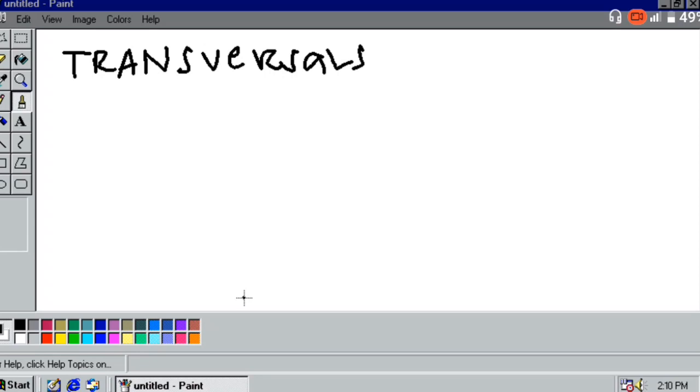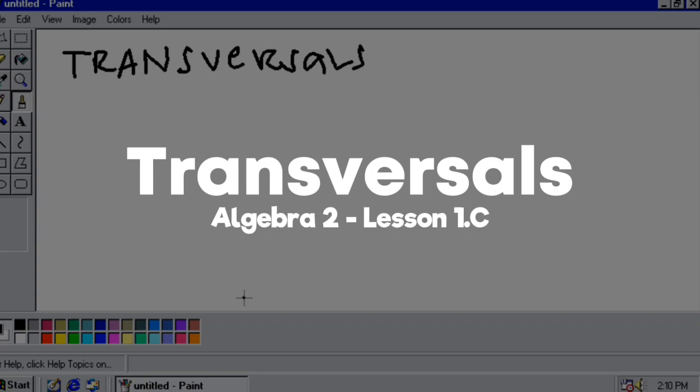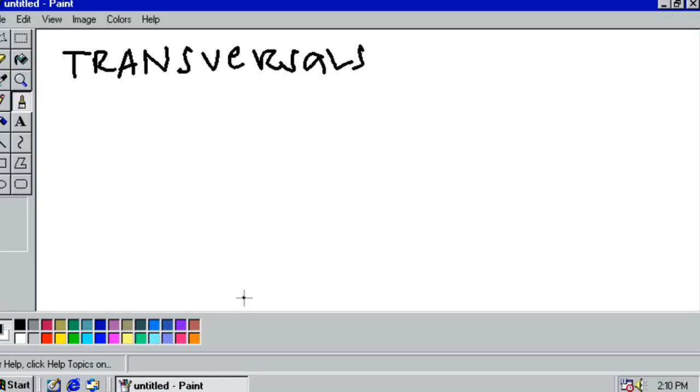In this video, we will talk about transversals. So let's first, what is a transversal? A transversal is a line that cuts or intersects two or more other lines. Keep in mind that if a transversal intersects two or more lines that are parallel, and if the transversal is perpendicular to one of the parallel lines, it is perpendicular to all parallel lines.